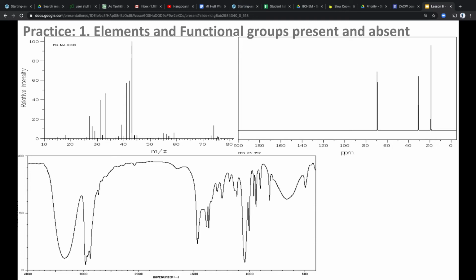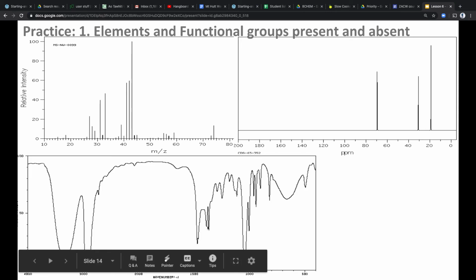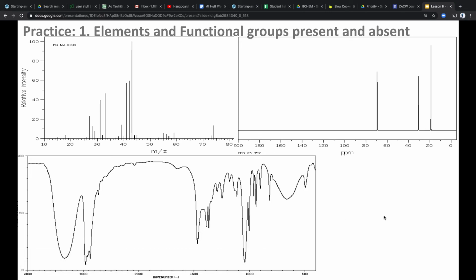The fingerprint region's kind of funky here, so I don't believe that's anything. We're going to figure out how it's arranged based on carbon environments and the molecular mass. So how many carbon environments have we got? Three. Okay, so three C environments. And Ben, I don't know if you can see from there, but you gave us a clue about the molecular ion. What would you say it's at?